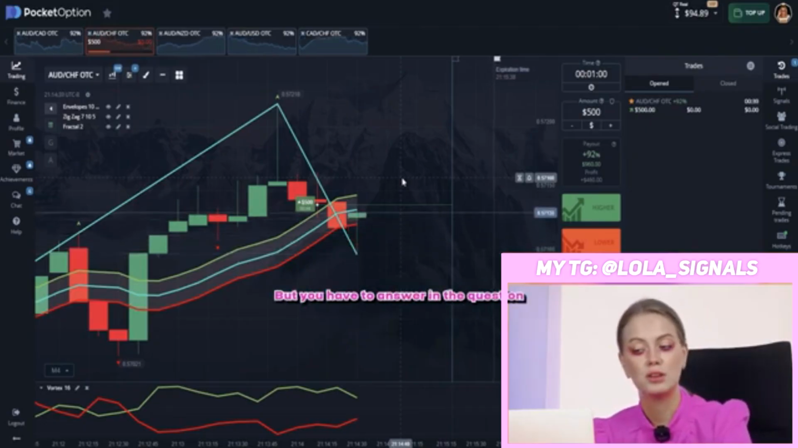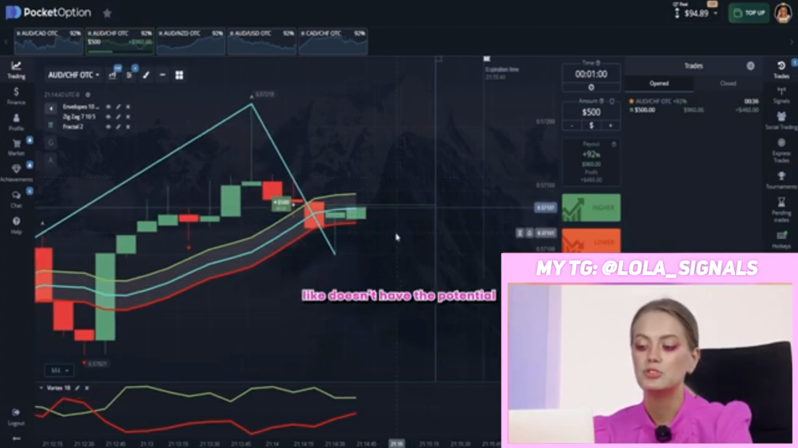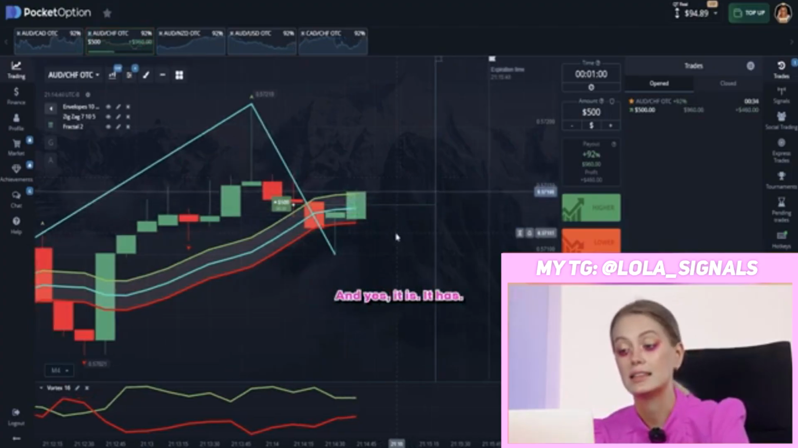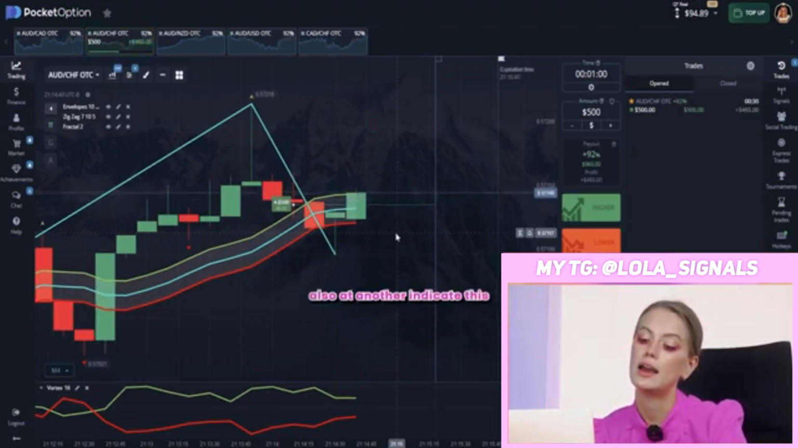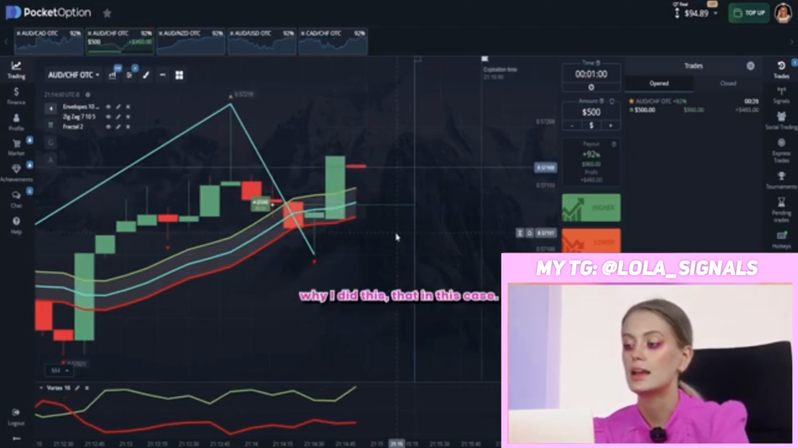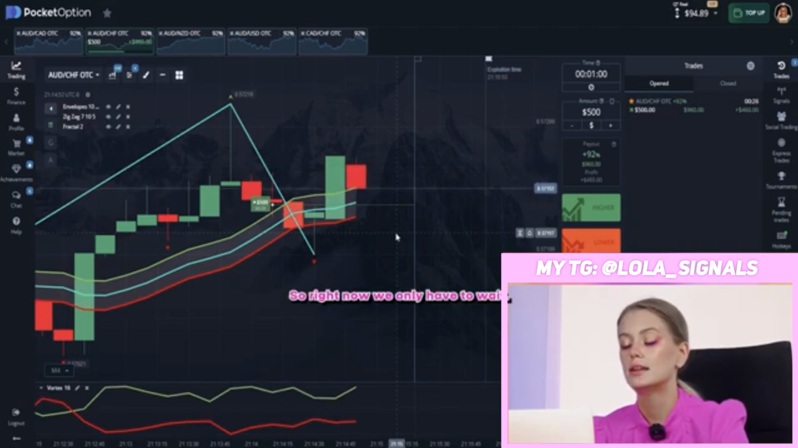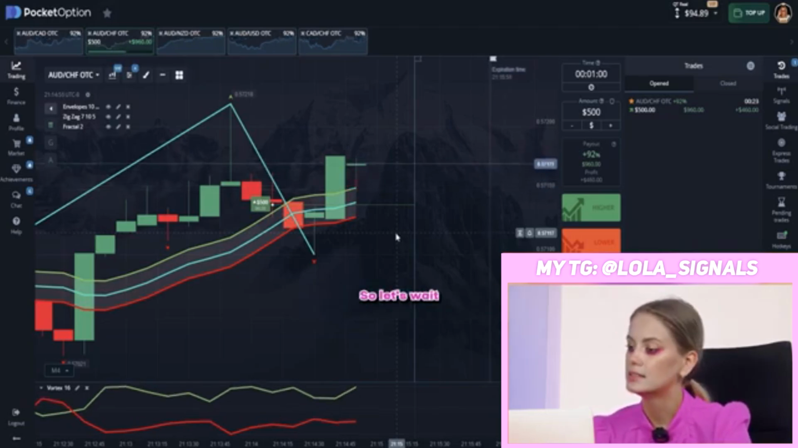But you have to answer the question: does it have the potential to go more up? And yes, it does, and that's why I did it on the up position. I will look also at other indicators, and that's why I made this bet in this case. So right now we only have to wait. So let's wait.